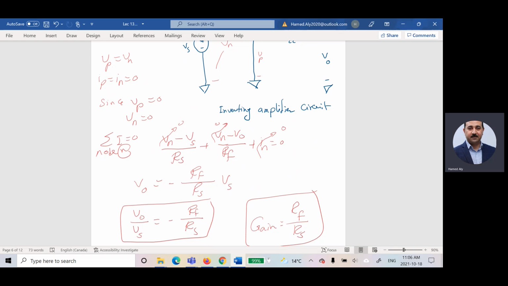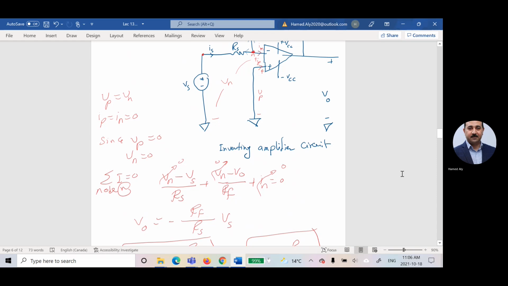Let us solve. No, Vn is the voltage from that terminal to the reference, and Vp is the voltage from that terminal to the reference. But the input voltage is the voltage between that point and that point. Okay. Any other question?